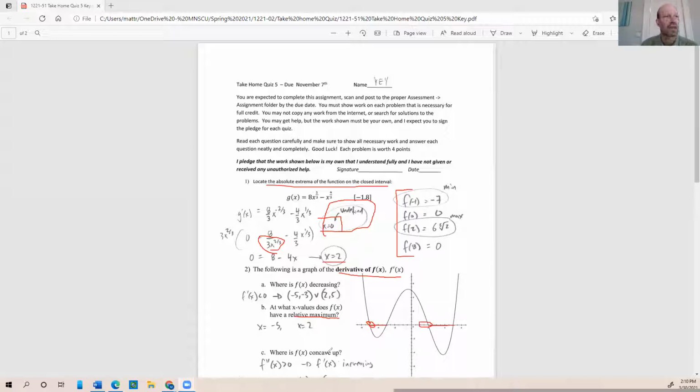And then finally, where's it concave up? It's concave up where the second derivative is positive, which means the derivative is increasing. So remember the relationship there: the second derivative is positive means the first derivative is increasing. Where this function is increasing is right from there to there and there to there. So those are the x values we're looking for.